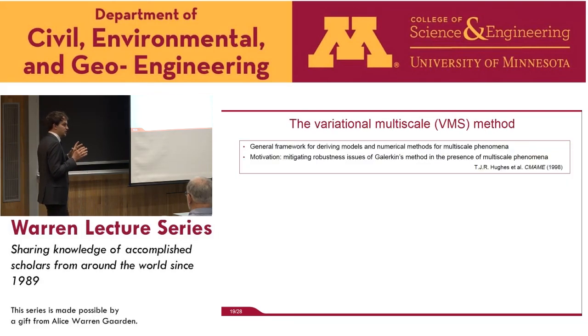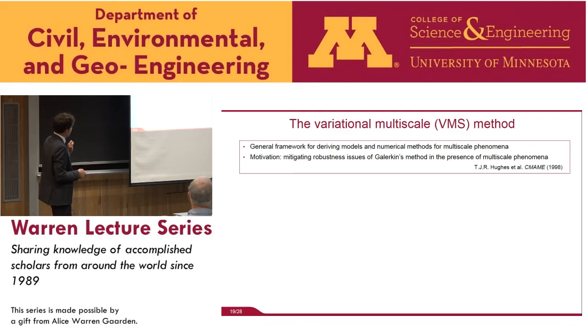Okay, with this, I would like to come to the third and final part, and this is on the variational multiscale method. The variational multiscale method is a general framework for deriving models and numerical methods for multiscale phenomena. And its main motivation was to mitigate robustness issues of Galerkin's method in the presence of multiscale phenomena. Tom Hughes was instrumental, or was the main creator of this concept.